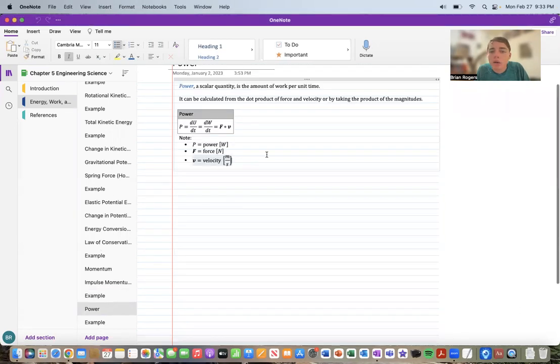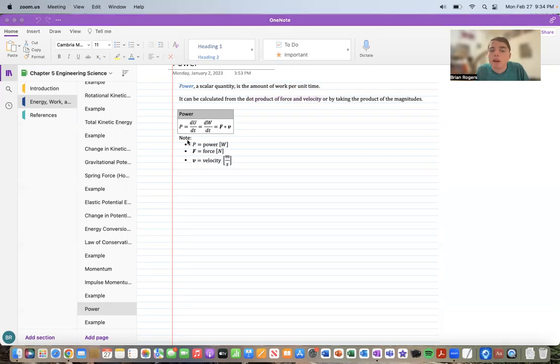Okay, now looking at power. Power is the amount of work per unit time. What we're going to see is that power is the dot product of force and velocity, or it can also be represented as a product of the magnitudes. And it can also be calculated as the dot product of the force and the velocity. Or if you just want to do the magnitude, the magnitude of the force times the magnitude of the velocity gives you your power, because those would both be scalars, to give you a scalar at the output.